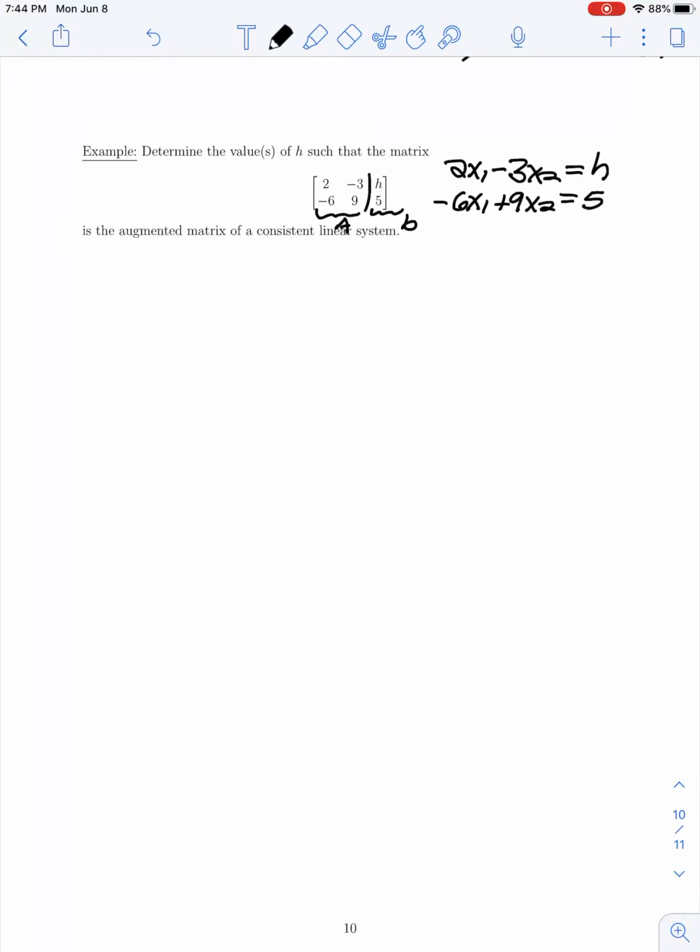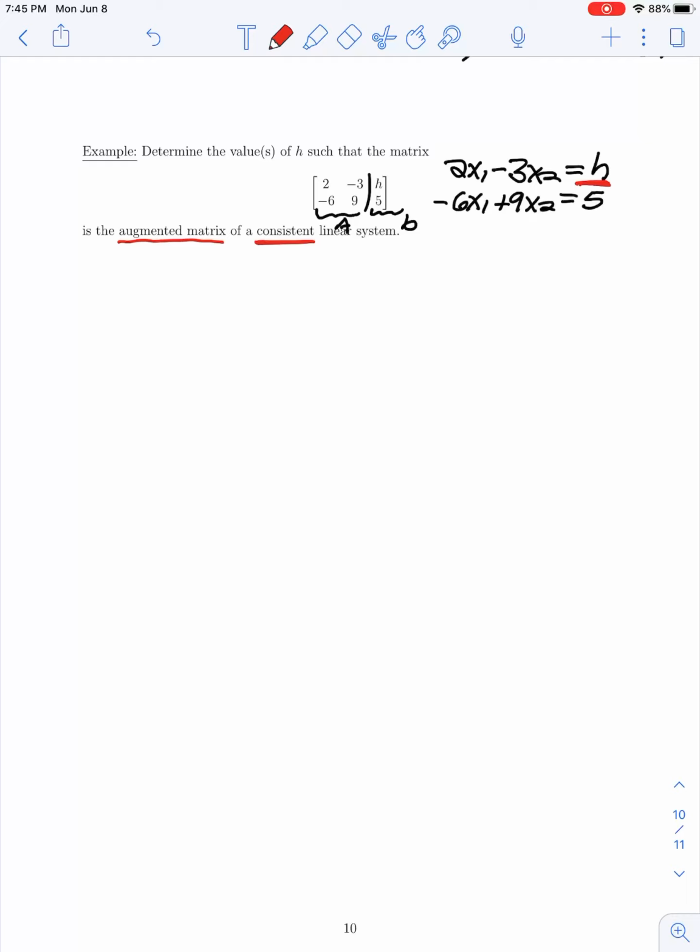So here we are asked to determine, well, what are the values of this constant h, which is the right-hand side of our first equation, such that the system represented by this augmented matrix is consistent. So what does it mean to be consistent? Again, that means that it is a linear system which has at least one solution. That is, we have infinitely many solutions or exactly one solution of our system.